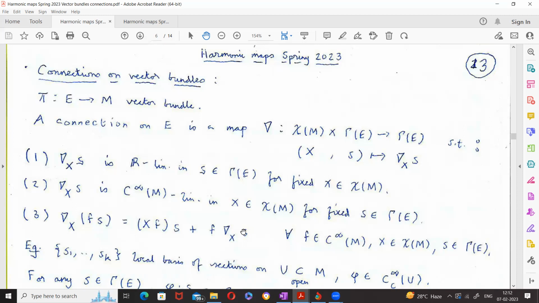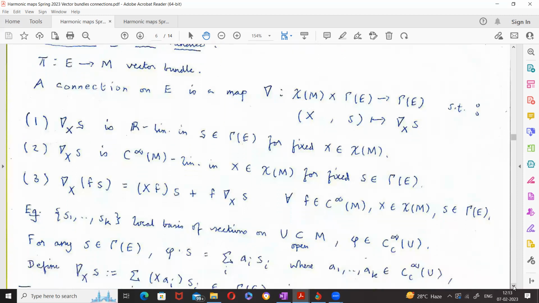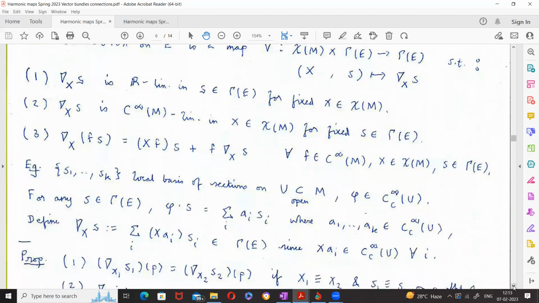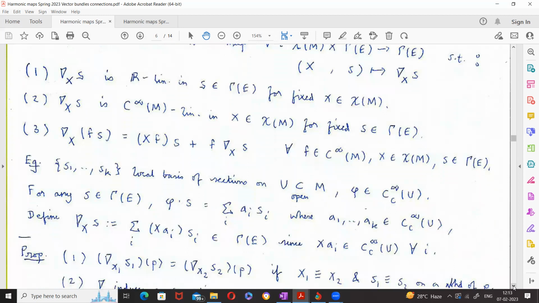Okay. So a connection will just be a map satisfying these three properties, all right? Is this clear? Yes, sir. Okay.